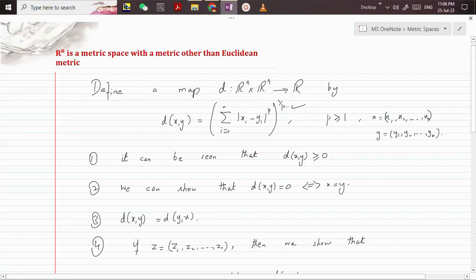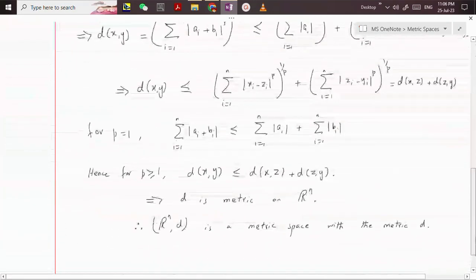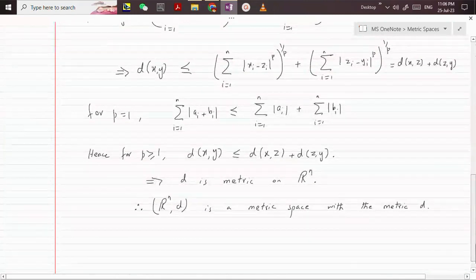This is another metric. So we have proved that Rn is a metric space by defining two different metrics. The first one, in the previous case, we defined the Euclidean metric on Rn, and then we defined this metric in this case. So we conclude that (Rn, d) is a metric space.